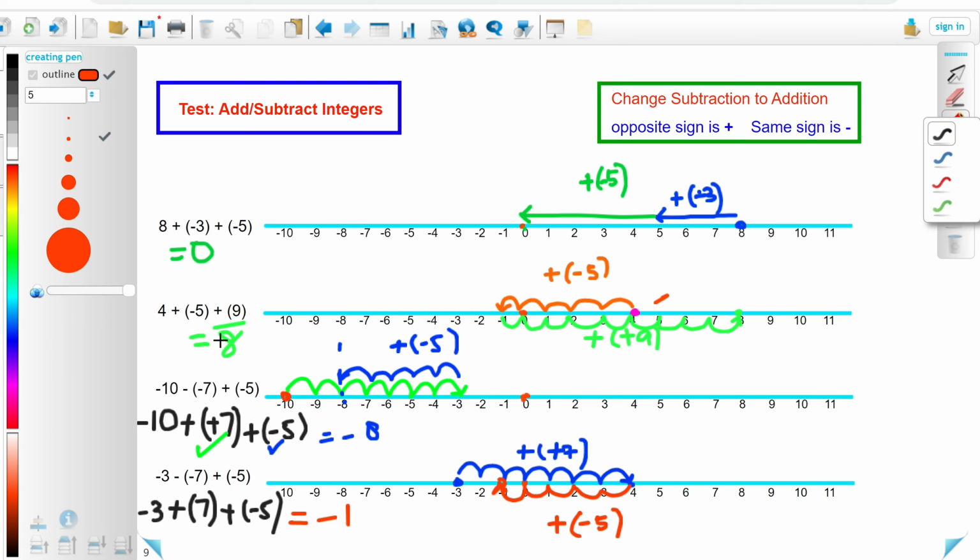Remember one thing: when we're talking about statements which include subtraction, we have to convert the subtraction to addition. So changing subtraction to addition is very critical. The opposite sign is negative, and the same sign is positive. That is what we have to do. So that was a typing error, and you can correct that part. I hope you have understood all these concepts.